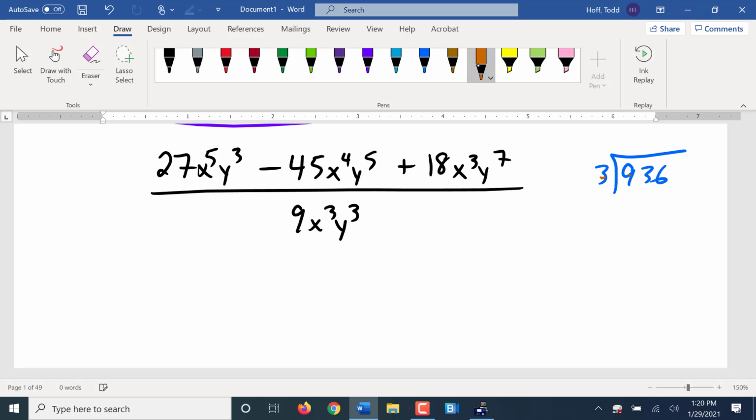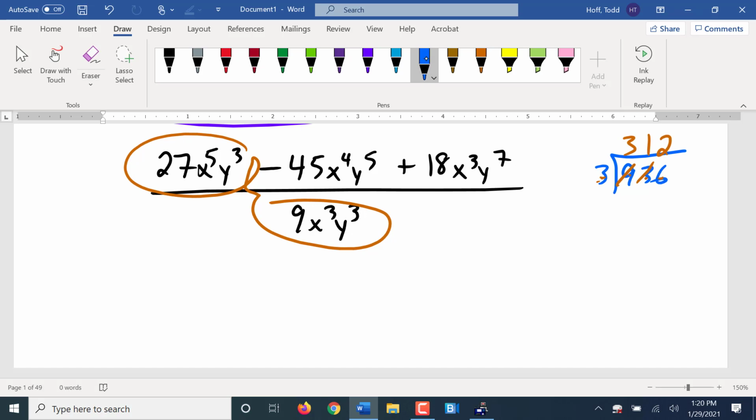9 divided by 3 is 3. 3 divided by 3 is 1. 6 divided by 3 is 2. Same thing happens here. We can just divide each digit. 27 x to the fifth, y to the third, divided by 9 x to the third, y to the third. What's 27 divided by 9? 3. X to the fifth divided by x to the third is x to the second, we just subtract the powers.